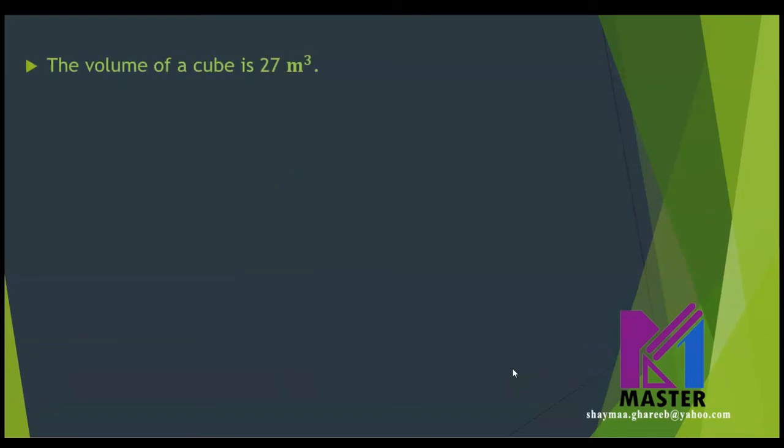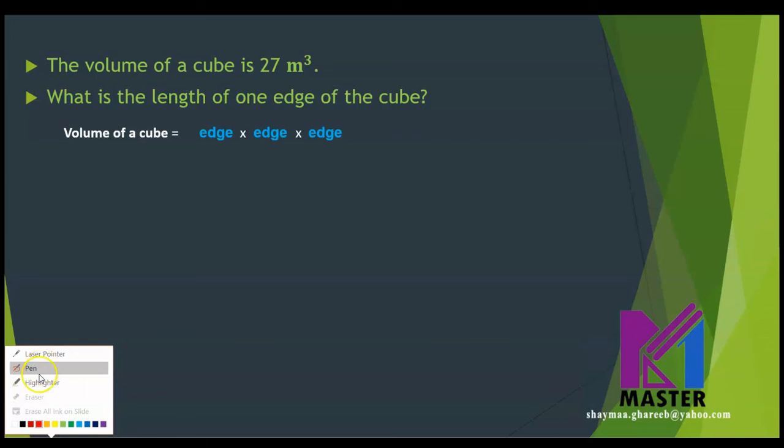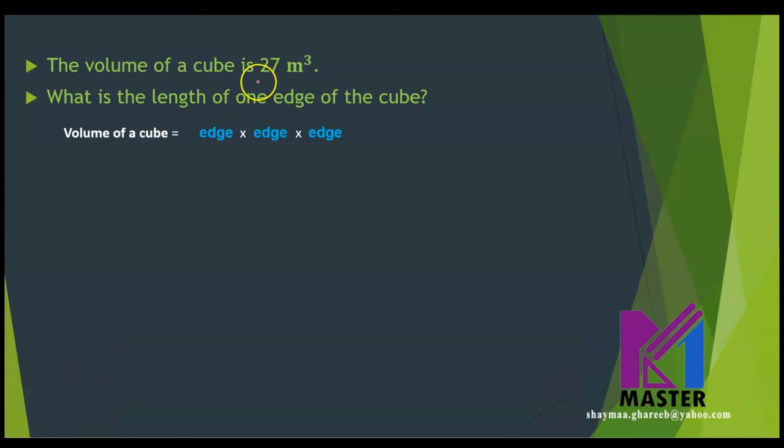Now let's read this question. The volume of a cube is 27 cubic meters. What is the length of one edge of the cube? We said volume of a cube equals edge times edge times edge. So we need to think of a number. When I multiply it by itself 3 times, it will give me 27. So what number, when I multiply it by itself 3 times, gives me 27?